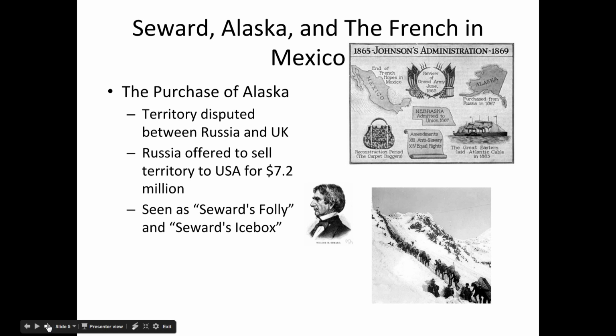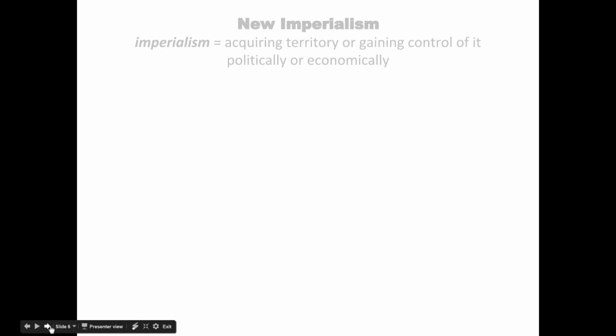People called it in the paper Seward's icebox, not knowing the vast amount of resources that were up there, including gold and oil reserves, but then also just the abundance of wildlife and fishing and whaling. When you get the discovery of gold, people look back on it and think that Seward was right in pushing for the purchase of Alaska. And then with the oil boom in the 70s, the same thing.